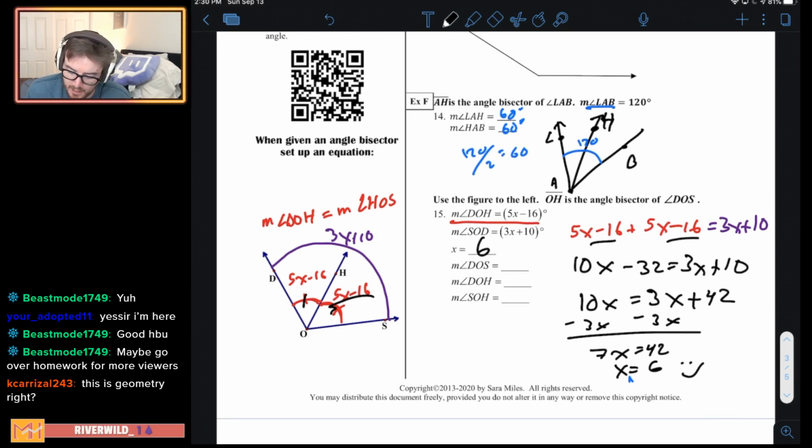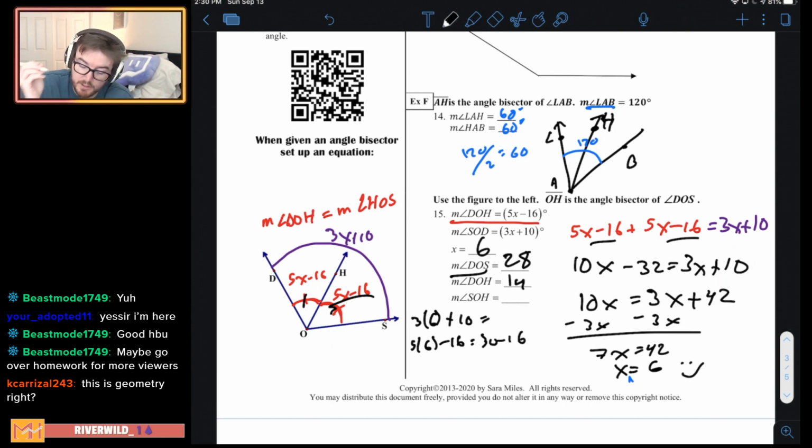Let's just plug everything in. DOS, or in other words, SOD, that's 3 times 6 plus 10, so 28. DOH, that's 5 times 6 minus 16, so that's 30 minus 16, so that's 14. And then if DOH is 14, well then SOH is 14. And together, 14 degrees make 28 degrees.